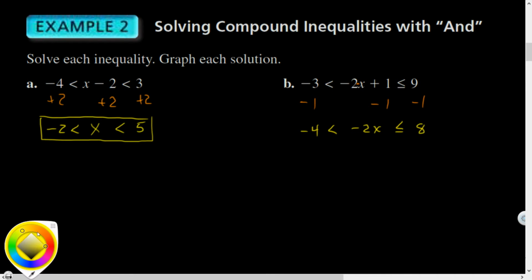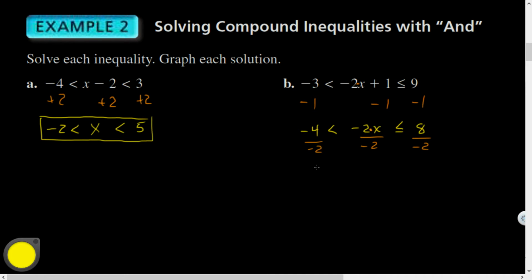And now how do I deal with that multiplying by -2? What's the inverse of multiplication? Division. And I'm dividing all 3 sides by -2. So I'm going to have +2, I'm going to have x, and I'm going to have -4. And check this out. I divided by a negative, so I flip those inequalities. What?